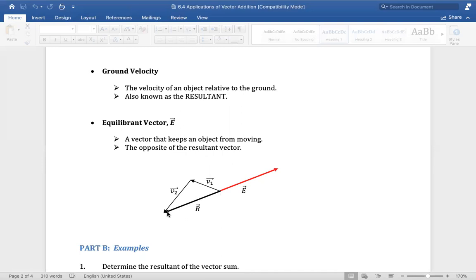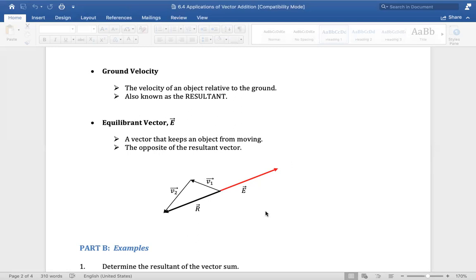But by placing a vector in the exact opposite direction of the resultant, hence this red one here, if I were to add those together, it would give me 0. They're the same length. They're opposites of each other, a negative and a positive version of the same thing. I would get a 0 vector, and that is what causes the object not to move. So this is my equilibrant vector, and it's always directly opposite to the resultant vector.